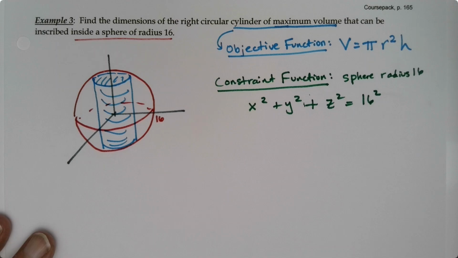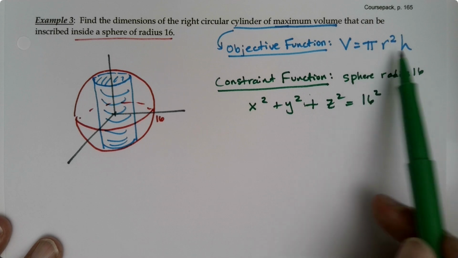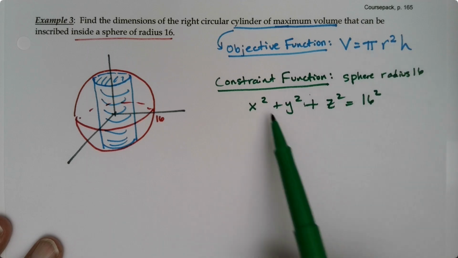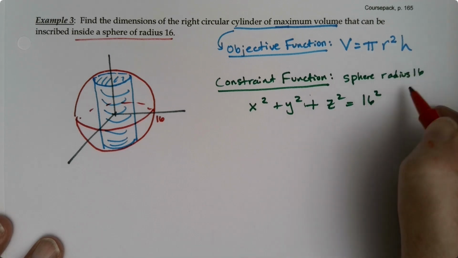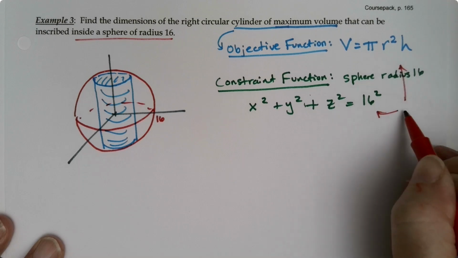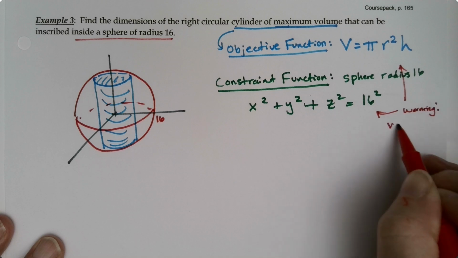Now, we need to do a little bit of fancy footwork here because this is no good for us. We have our objective function in terms of radius and height, but we have our constraint function in terms of x, y, and z, and these variables are not matching. So, warning, the variables don't match, and they have to.